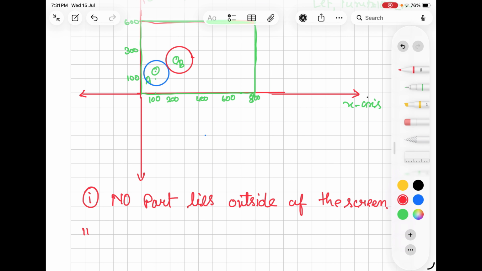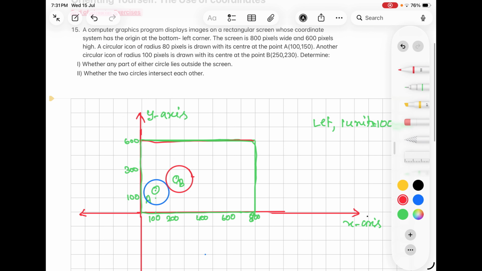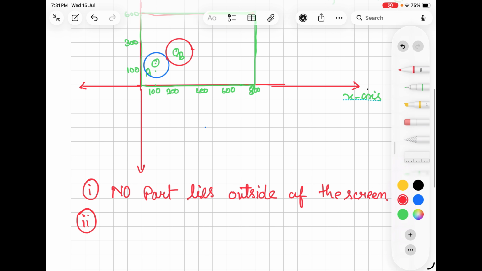And the second part, what is the second question? Whether the two circles intersect each other? Yes, two circles intersect each other. Because there is a touch, the circles touch here. So two circles intersect each other. We write yes, two circles intersect each other.